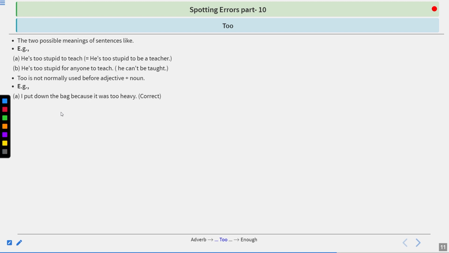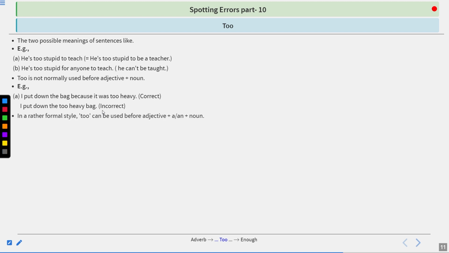Example, "I put down the bag because it was too heavy," which is correct. "I put down the too heavy bag" is incorrect, because here we have used heavy plus noun. Heavy is an adjective and bag is a noun. So it is incorrect.